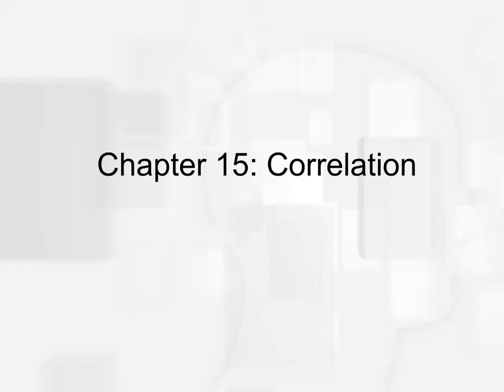Chapter 15 and Chapter 16 are very closely related. They go together. Chapter 15 is about relationships or associations or correlations between variables, between things we're interested in. And Chapter 16 is all about how we're able to predict what will happen to one variable from what we know about another based on a correlation or association.